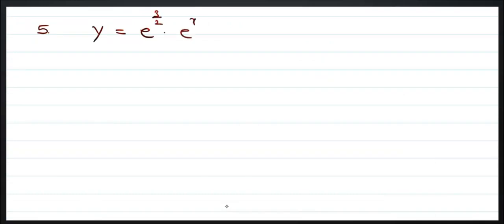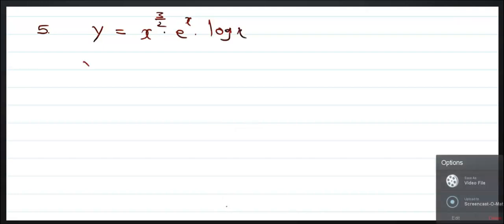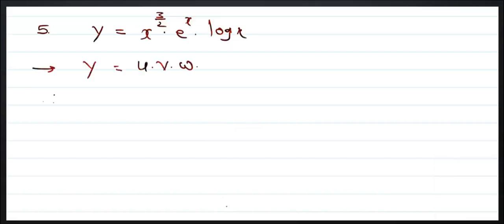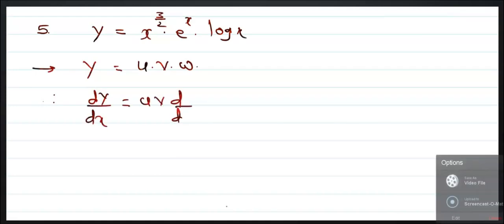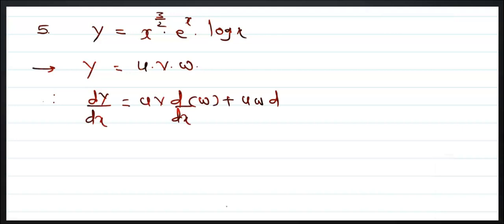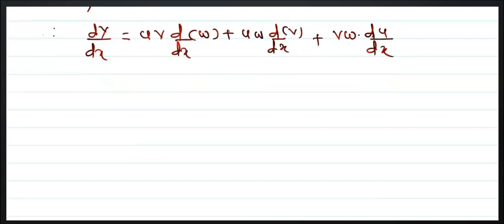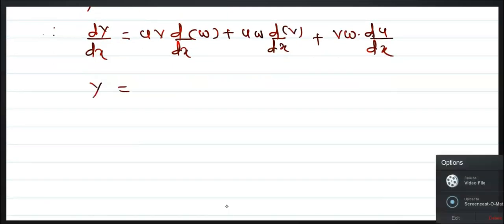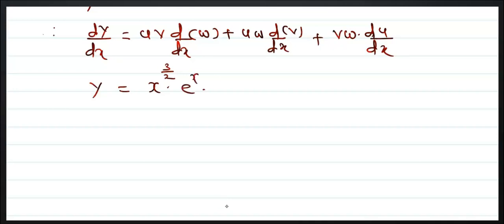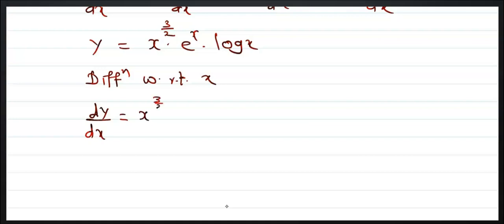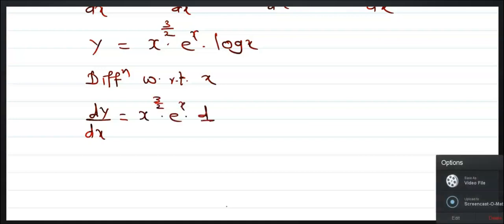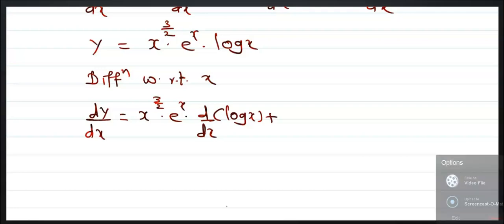Y is equals to x raised to 3 by 2 e raised to x log of x. Now this is u, v, w. Therefore the rule is u w into derivative of v plus v w into derivative of u plus u v into derivative of w. Therefore x raised to 3 by 2 into e raised to x into log of x, differentiate with respect to x. X raised to 3 by 2 e raised to x, and now find out the d/dx of log of x. The derivative of log of x is 1 upon x.